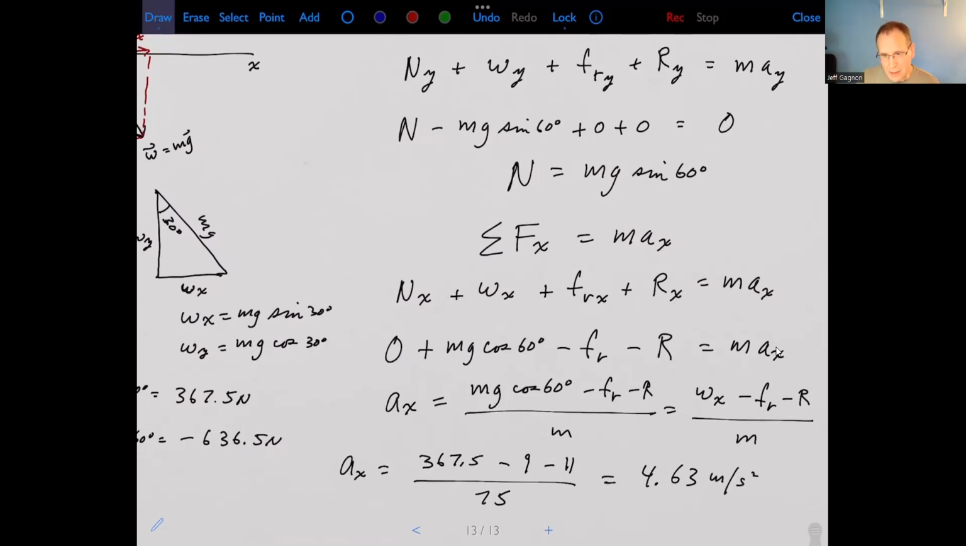What is the direction of this acceleration? Well, it's along the x direction, which is down the slope, right? Since it's positive, we know it's going down the slope. So we can say down the slope. So that would be the acceleration of the person on the skateboard.